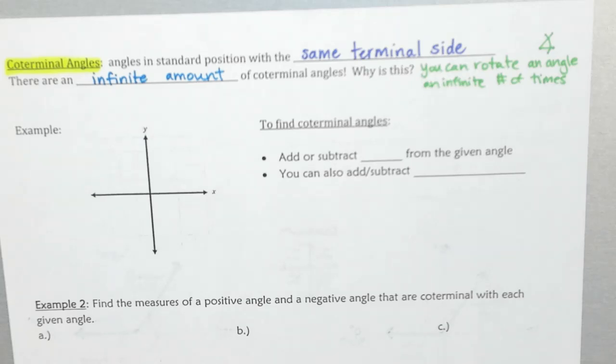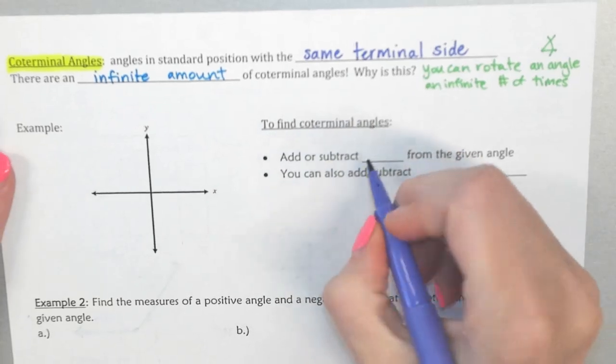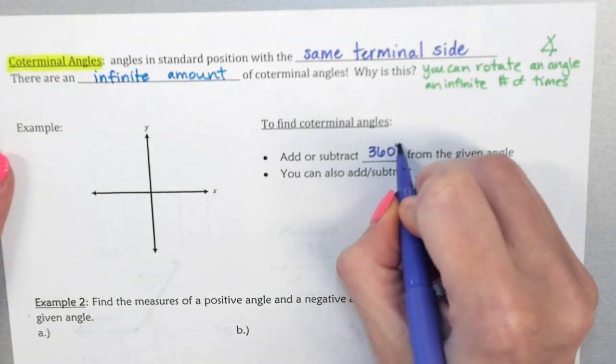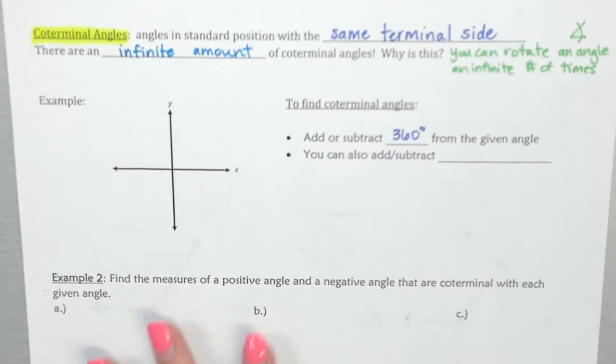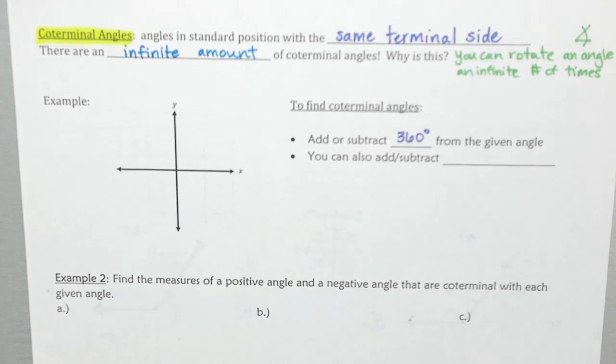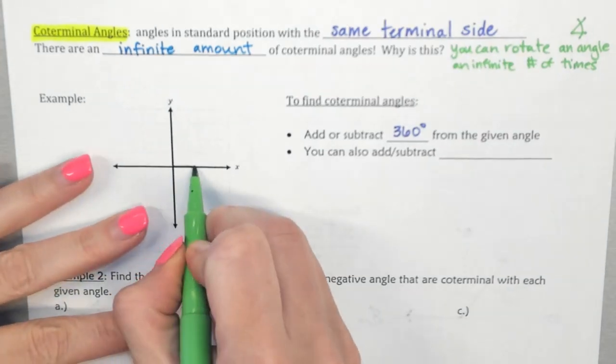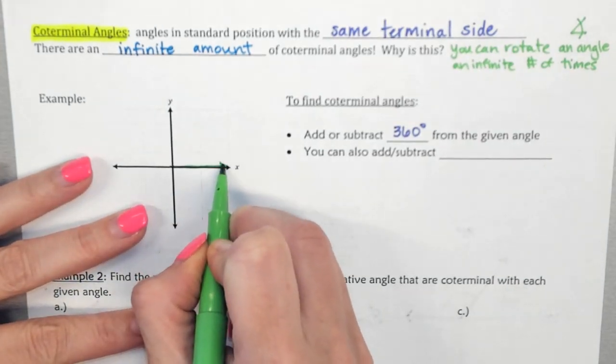Okay, so to find coterminal angles, you are going to add or subtract 360 from the given angle. Okay, and we're going to talk about why that is using this model. So whenever you're trying to come up with an angle, okay, we're going to put this angle in quadrant 1, switch it up a little.